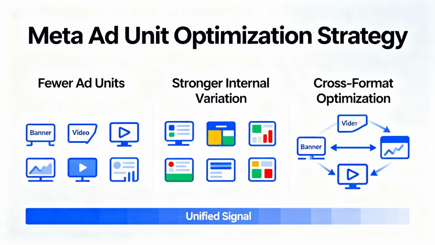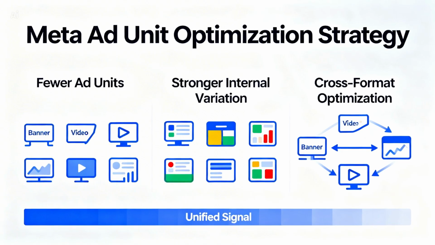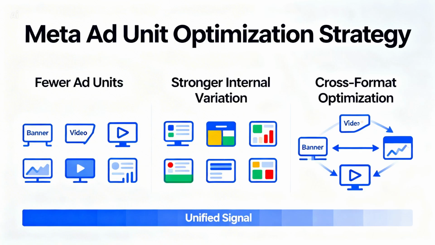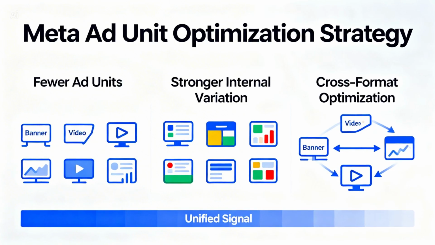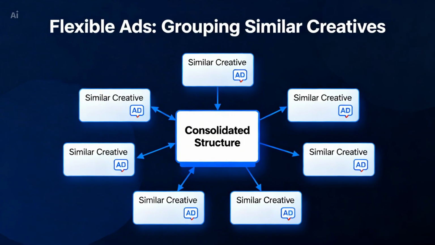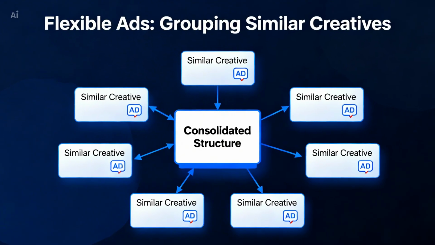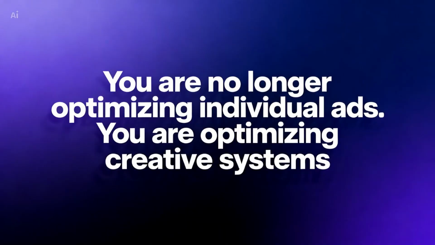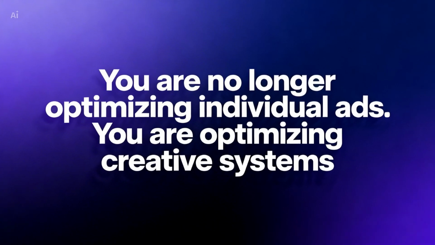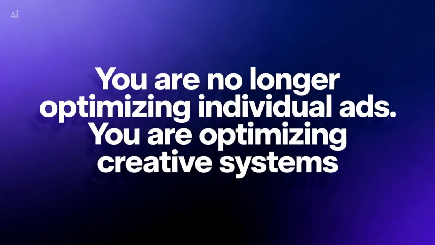Now, let's talk about the real reason Meta rolled this out. It wasn't for convenience. It was to support Andromeda's creative prioritization model. Meta wants fewer ad units, each with stronger internal variation. It wants to optimize across formats while maintaining a unified signal. Instead of you launching 10 separate ads and forcing the algorithm to choose one, flexible ads allow you to group similar creatives into one consolidated structure. And here's the key shift you need to internalize. You are no longer optimizing individual ads. You are optimizing creative systems.